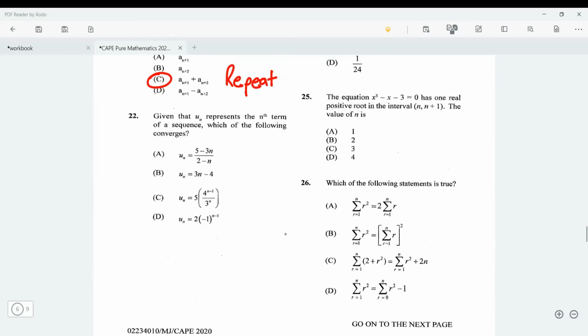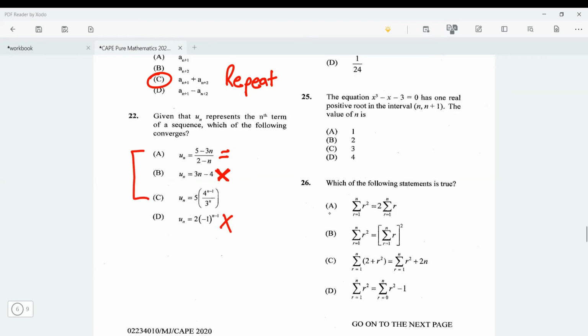Okay, it says, given that un represents the nth term of a sequence, which of the following converges? So which one, if we find the limit, it's going to give us, let me see. Let's find the limit of the first one in option A. First thing, we definitely know this one diverges, so we cancel out the one that diverges. This one is alternating, so we know it is either between option A and option C.